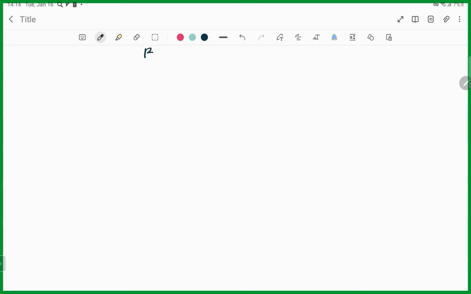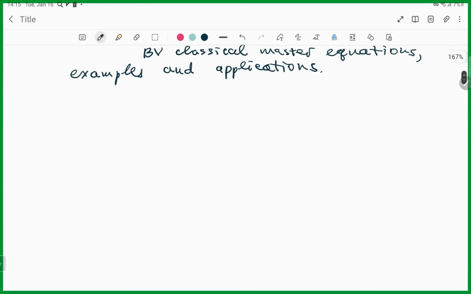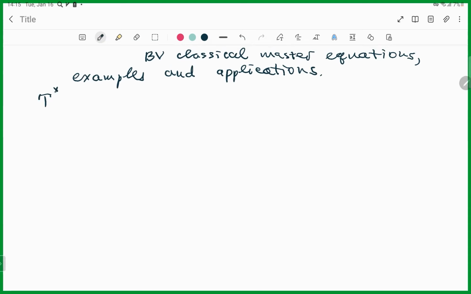We will study the BV classical master equation, examples, and application. Let me briefly remind you what BV equations were. We considered a manifold that is T star of 1, X. And now let me write everything in terms that physicists are using.